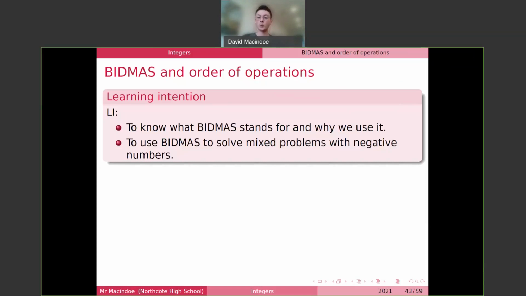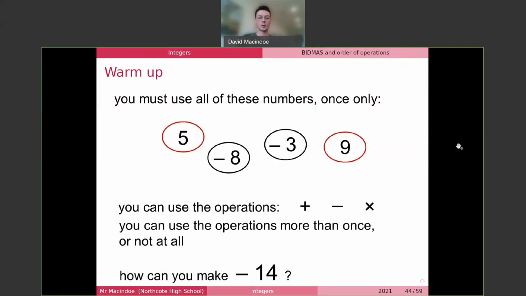And BIDMAS is one way that we can remember how to do it in the right order, so that whenever we do a problem, we're always going to get the same answer. Now, let's have a look at just practicing with it.